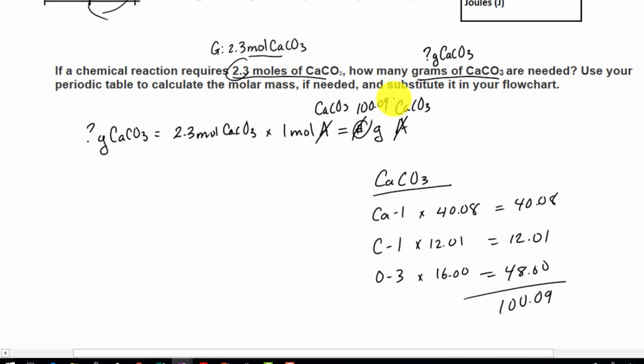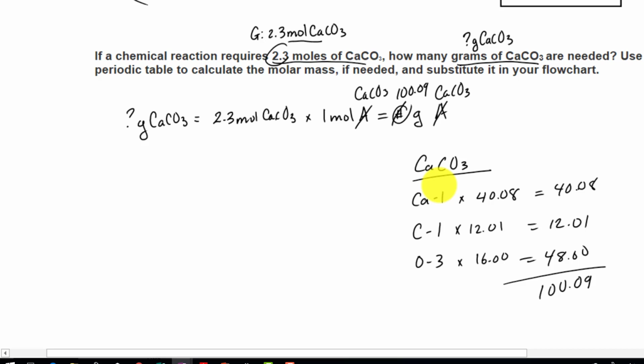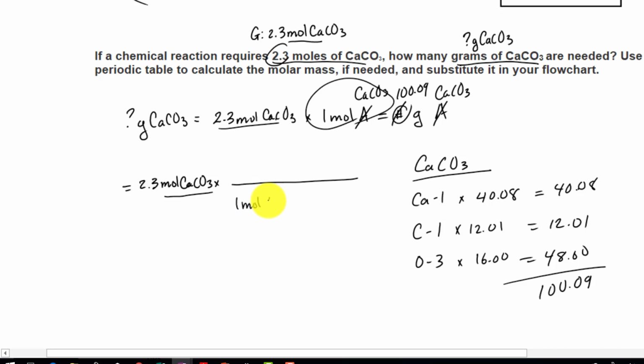There you go. Now, can we rewrite this and simplify by multiplying our conversion factor? Of course you can. So again, the best way to do it is starting with your given, 2.3 moles of calcium carbonate. And when you multiply your conversion factor, you have moles of calcium carbonate. You're going to have this on the bottom. It has to be the same. So you have 1 mole of calcium carbonate, and on top will be 100.09 grams of calcium carbonate.